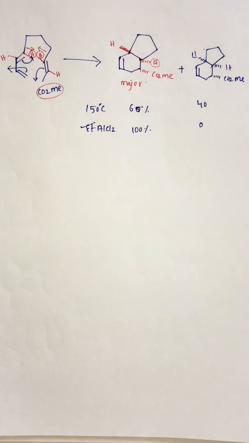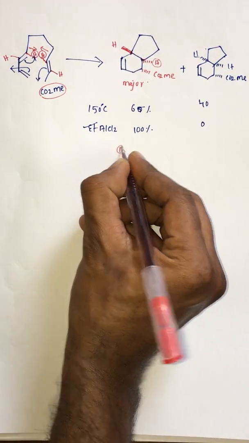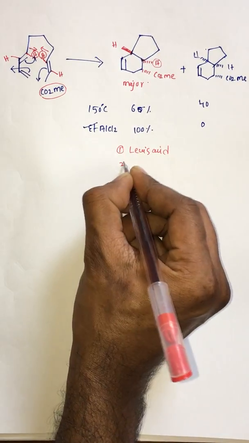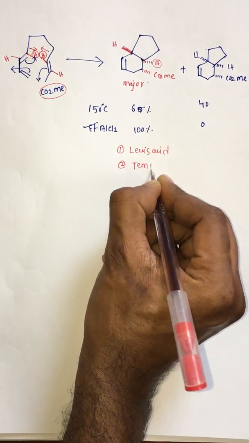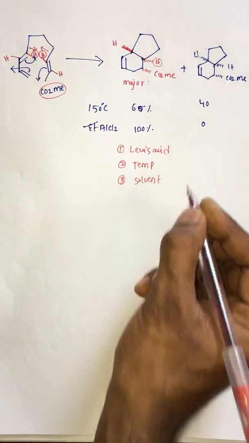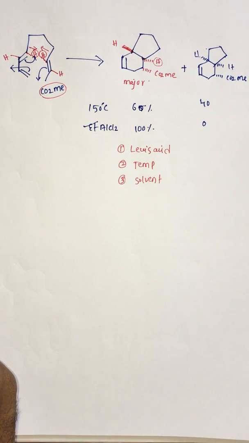There are three main factors for the Diels-Alder reaction. The first one is the Lewis acid catalyst. The second one is temperature. The third one is the solvent effect. These are the three important effects which we have to discuss in the Diels-Alder reaction.